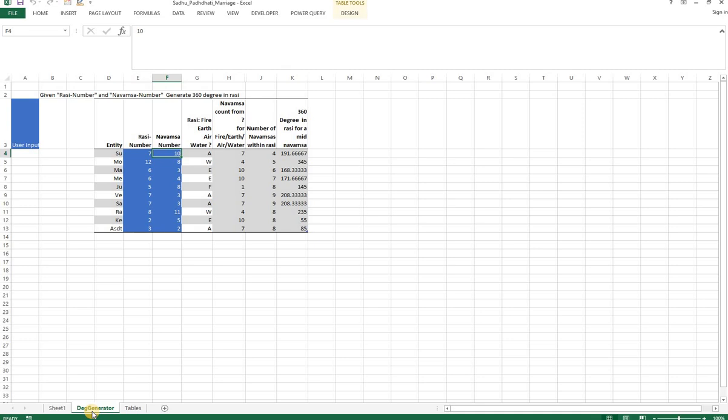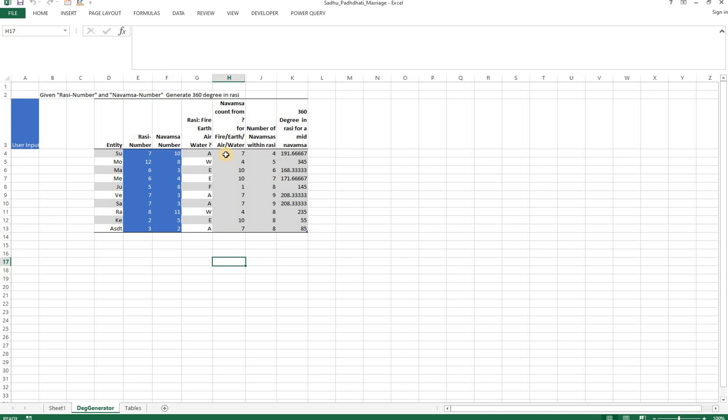So I removed the formulas, and instead, given a Rasi number and a Navamsa number, can we associate with it a particular 360 degree longitude in the Rasi chart? If we can get a chart itself, that was my question. So the user has to enter the Rasi number and the Navamsa number, and then, based upon whether it is an earthy sign, a watery sign or a fire sign, which are calculated by formulas here, and the Navamsa count, if it is an earthy sign, what is the Navamsa count and the number of Navamsas within the Rasi.